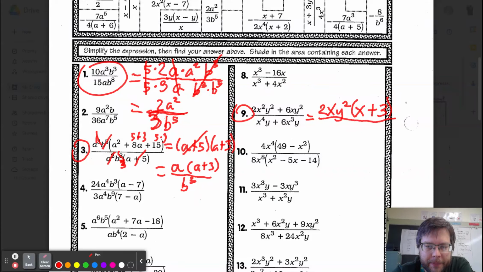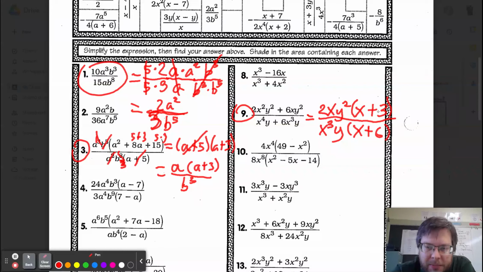Then let's factor the bottom. They both have an x in them. In fact, they both have at least x to the third. They both have a y in them. I think that's it that they have in common. If I take out x to the third and y, I still have x to the fourth. That means I need one more x inside the parentheses. If I take out x to the third and y, I still have a 6.